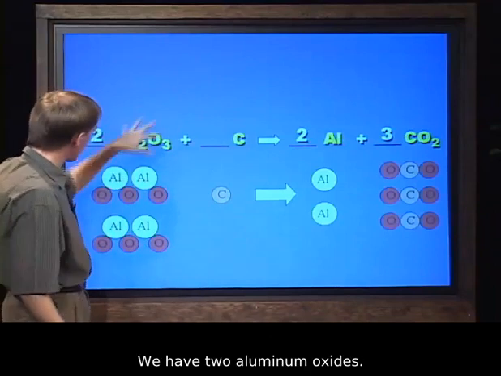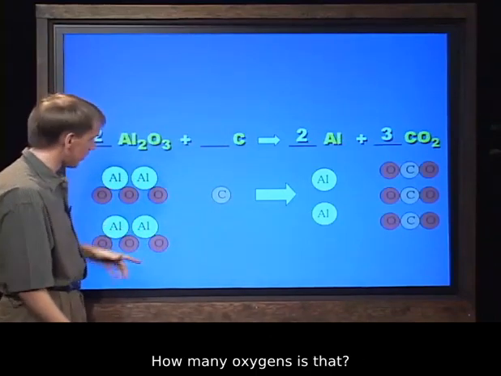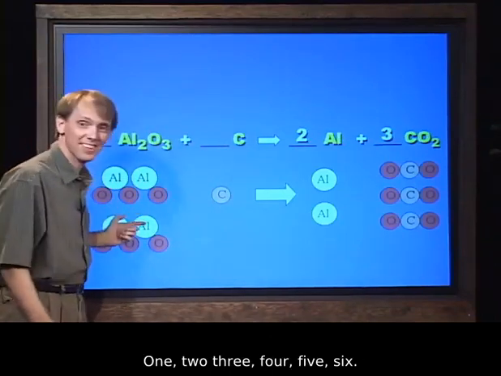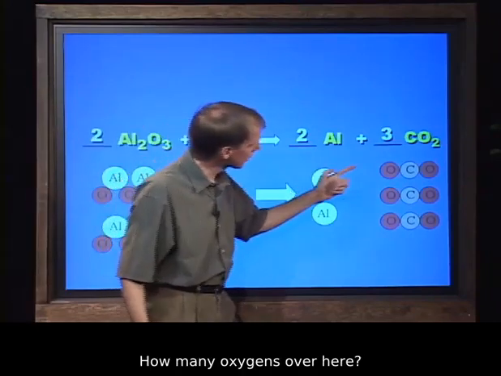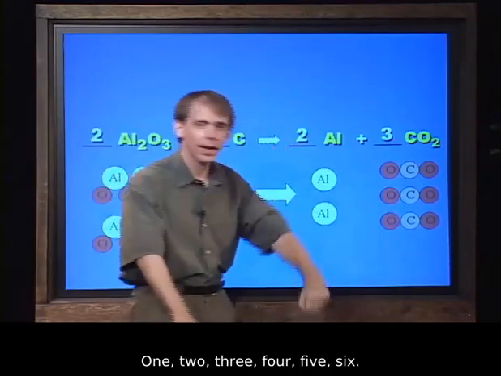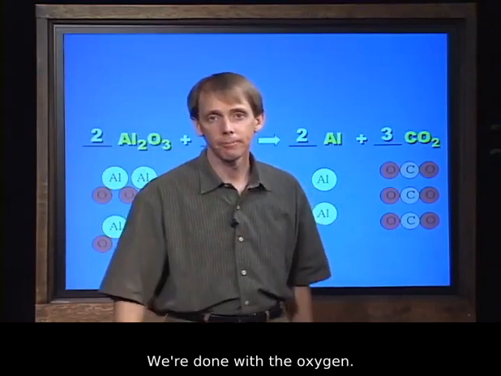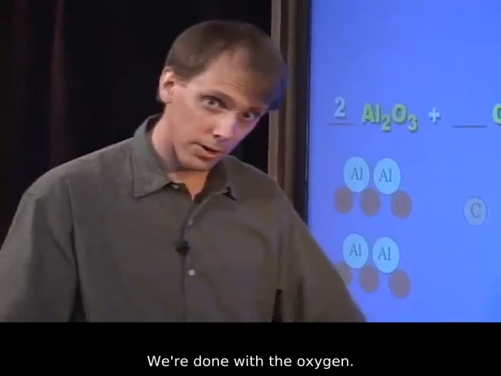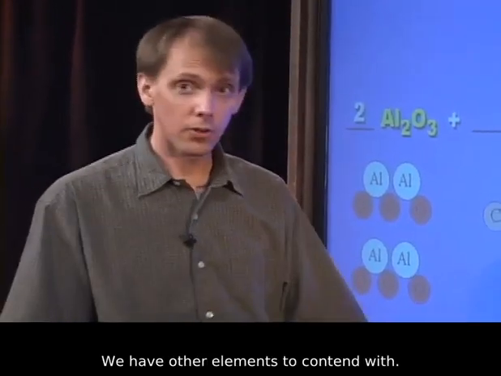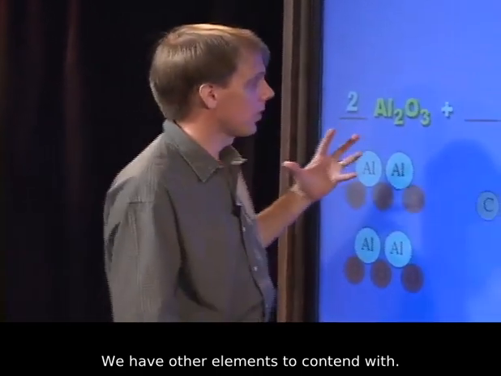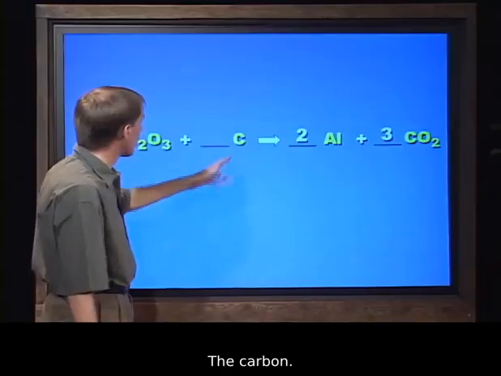Check this out. We have 2 aluminum oxides. How many oxygens is that? 1, 2, 3, 4, 5, 6. How many oxygens over here? 1, 2, 3, 4, 5, 6. We're done. We're done with the oxygen. We have other elements to contend with. Now, what's up next? The carbon.